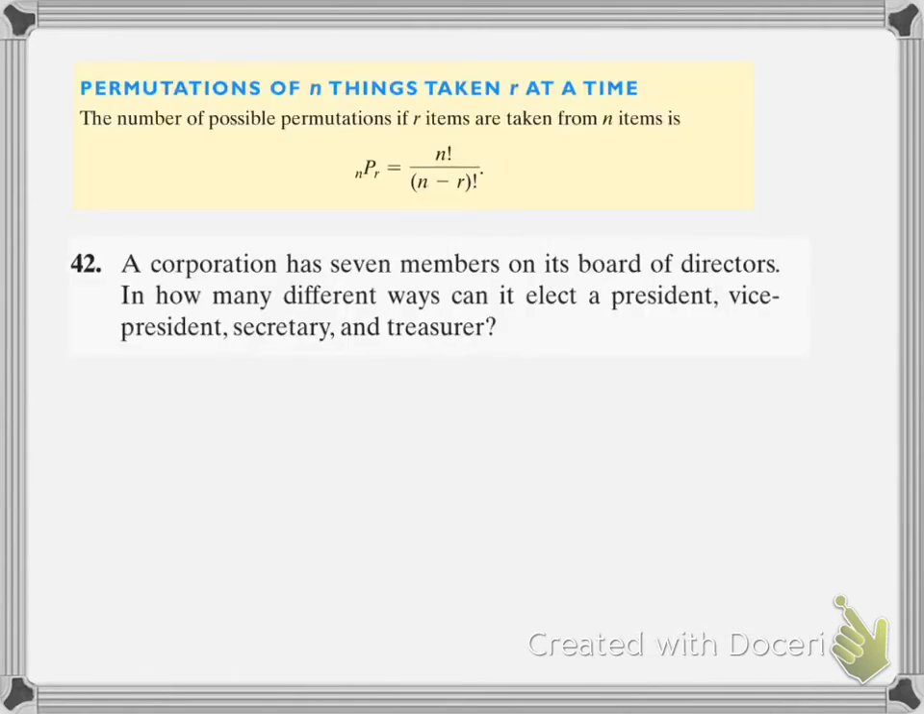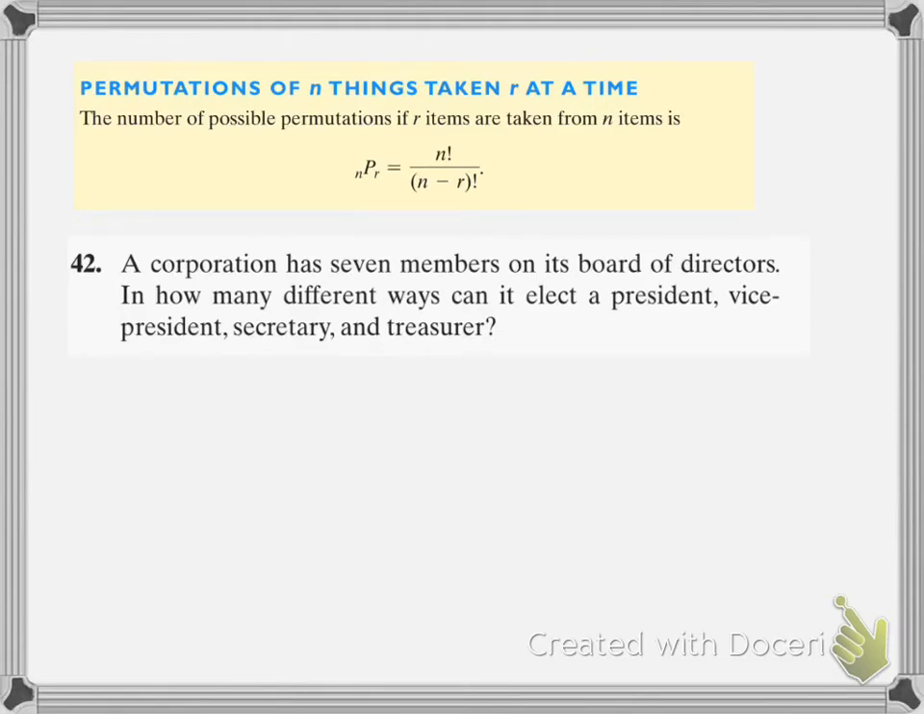Okay, so here's the formula for permutation. The number of possible ways R items are taken from N items. So if you're choosing like 9 items from 13, like an example we just did, you use this formula to find the number of possible orders that we could have.